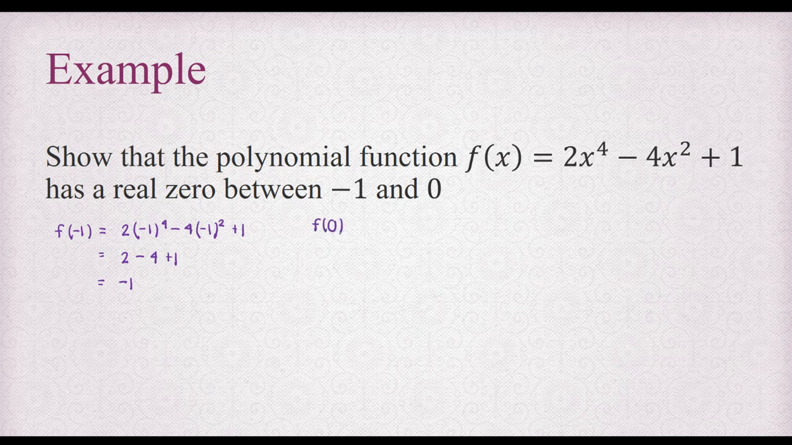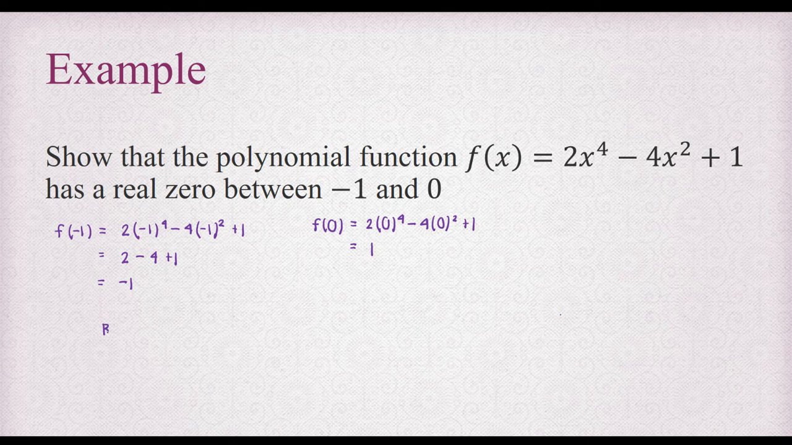Now I'm going to evaluate the second number, which is 0. So I'm going to substitute 0 in wherever I see an x in the function. Every term that has a 0 is going to essentially cancel out because 0 to the fourth power times 2 is 0. 0 squared times -4 is 0. So that just leaves us with that constant, which is 1. So notice that when we plugged in -1, we got a negative number. When we plugged in 0, we got a positive number.